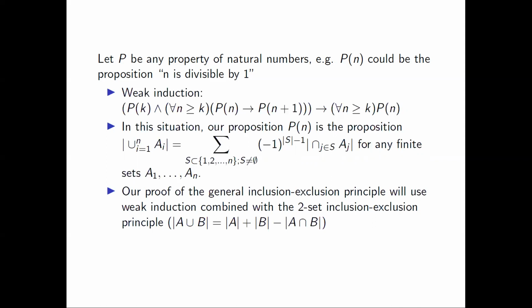As a reminder, the two-set inclusion-exclusion principle just says that for any two sets, A and B, we have the cardinality of A union B equals the cardinality of A plus the cardinality of B minus the cardinality of A intersect B.